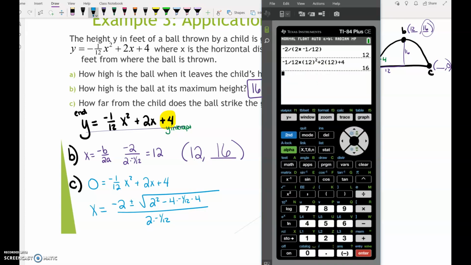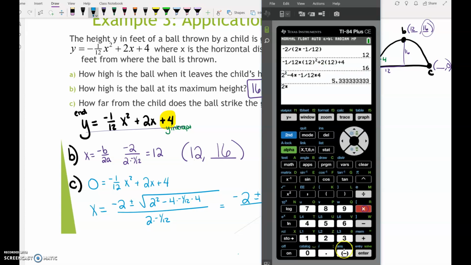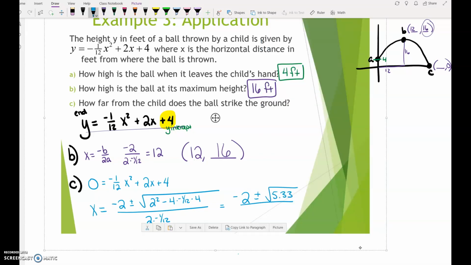Pull up my calculator. 2 squared minus 4 times negative 1/12 times 4. 5.3 repeated is underneath the radical. And 2 times negative 1/12 is negative 0.16 repeated.